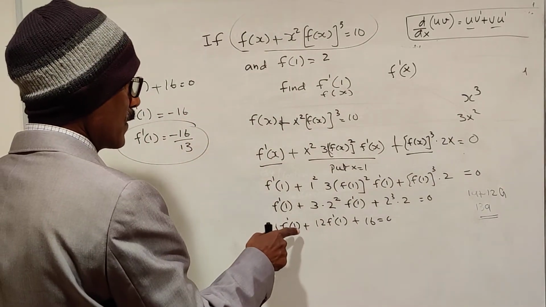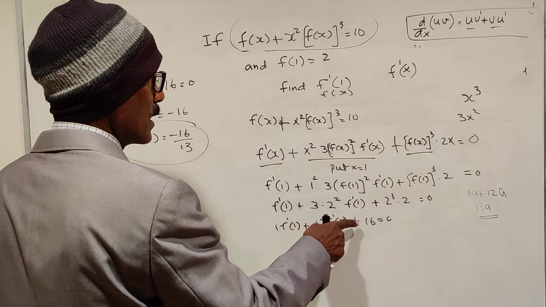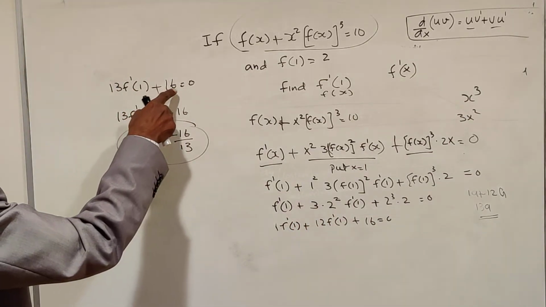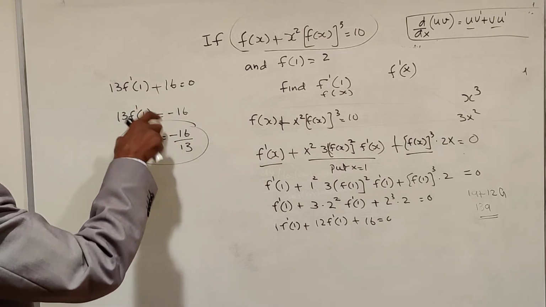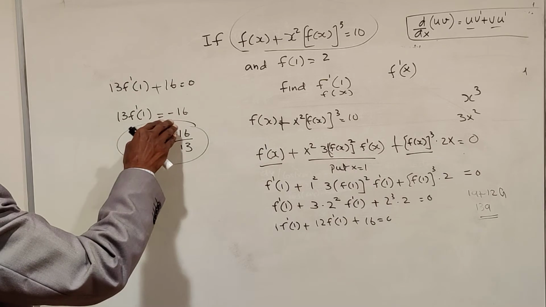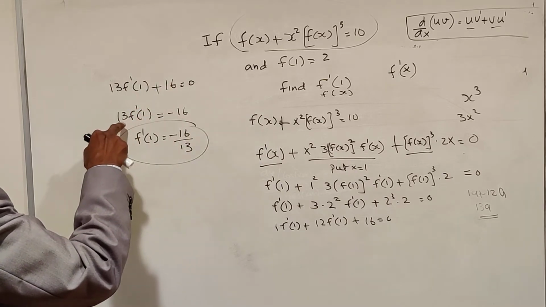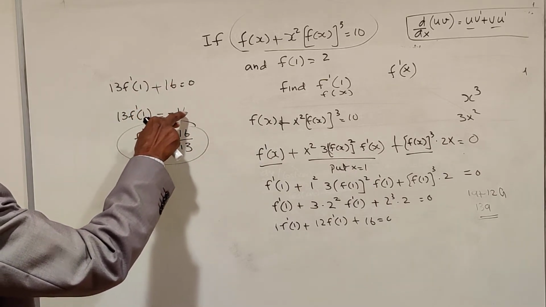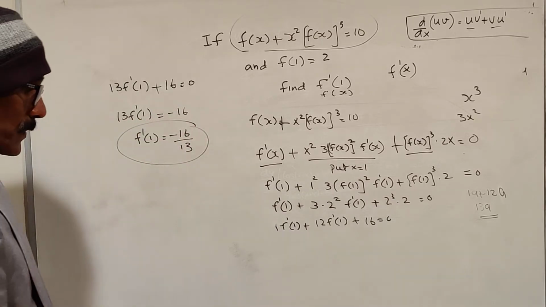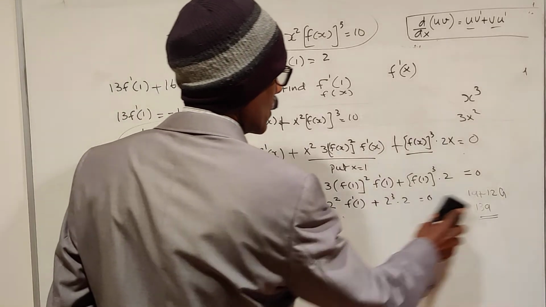So 1 f dash 1 plus 12 f dash 1 plus 16 equals 0. That is 13 f dash 1 plus 16 equals 0. Adding minus 16 on both sides, this one cancels out. 13 f dash 1 equals minus 16. Dividing by 13 on both sides, you get the answer. Okay? Okay, one more question.